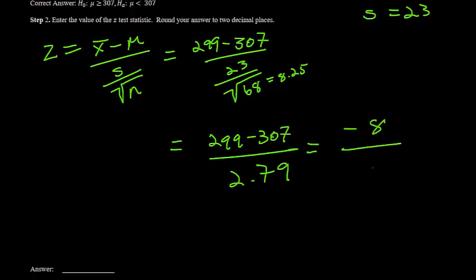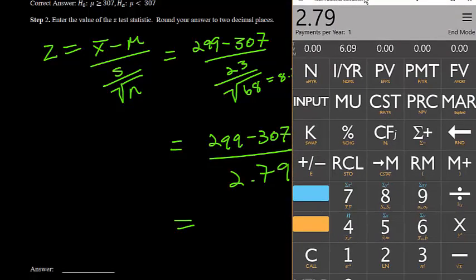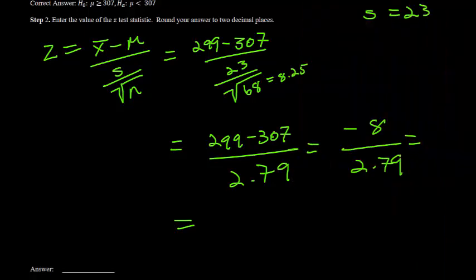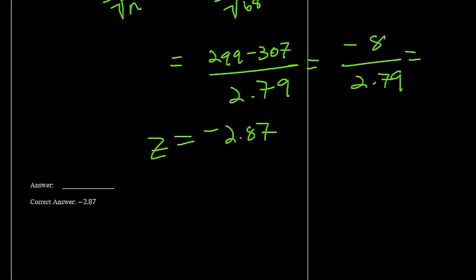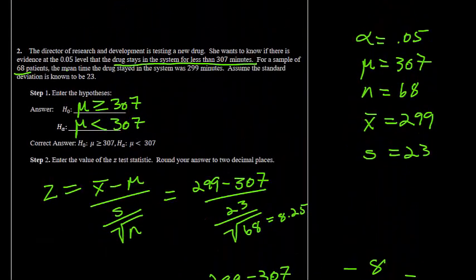Negative 8 over 2.79, and negative 8 divided by 2.79 is equal to negative 2.87. That's my z. Was that correct? Yes, it is. There's my answer. So that's the traditional z calculation. Just remember that this is going to be the standard deviation of the sample.